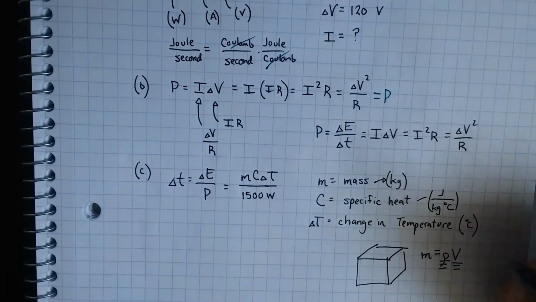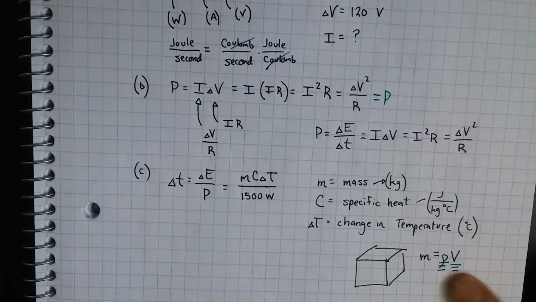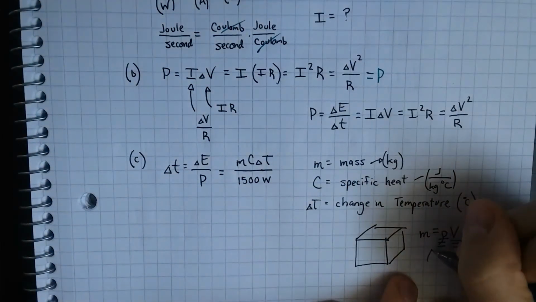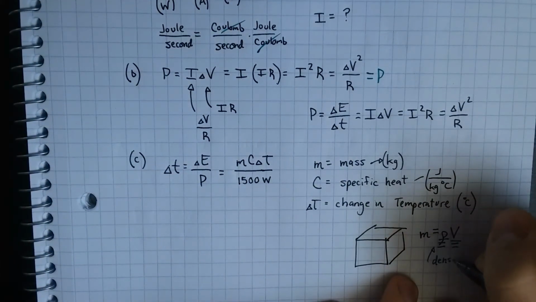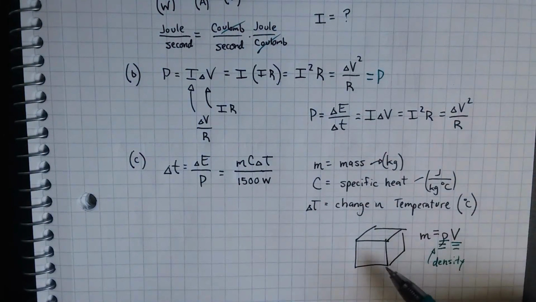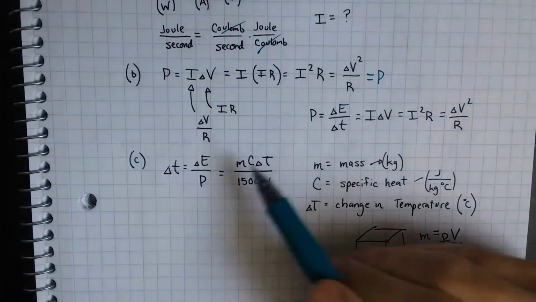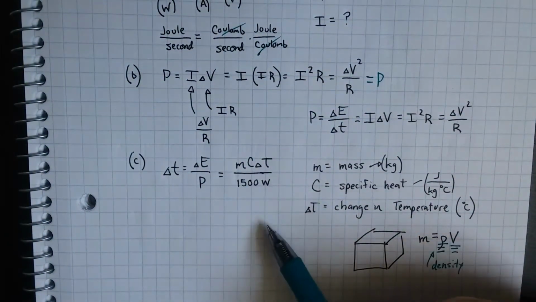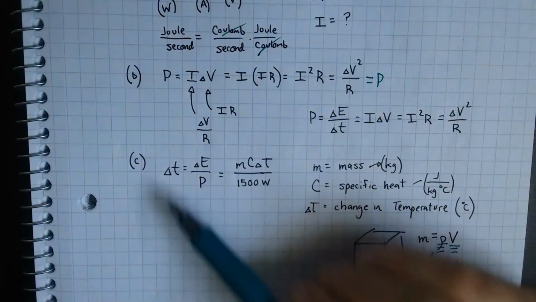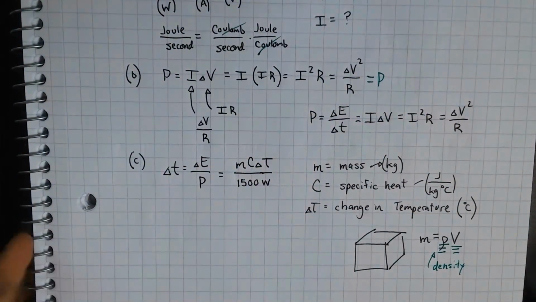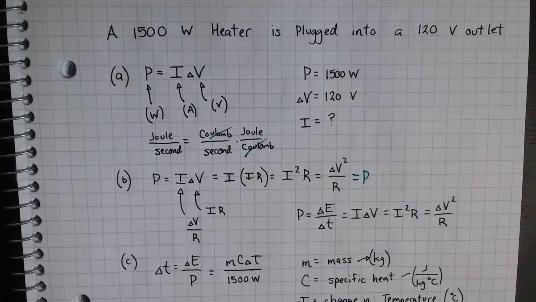And then it gives you the density, which I've called this symbol rho right here, density. That can give you the mass of the air in the living room. Then, if you know this relationship, and we know that it's 1500 watts of power, you can solve that to get the time that it would take to heat up that living room.